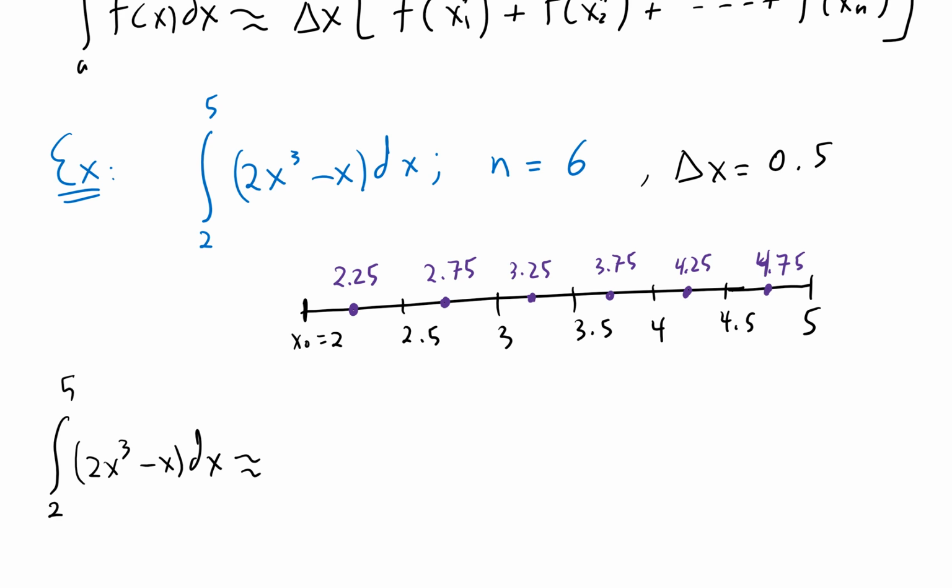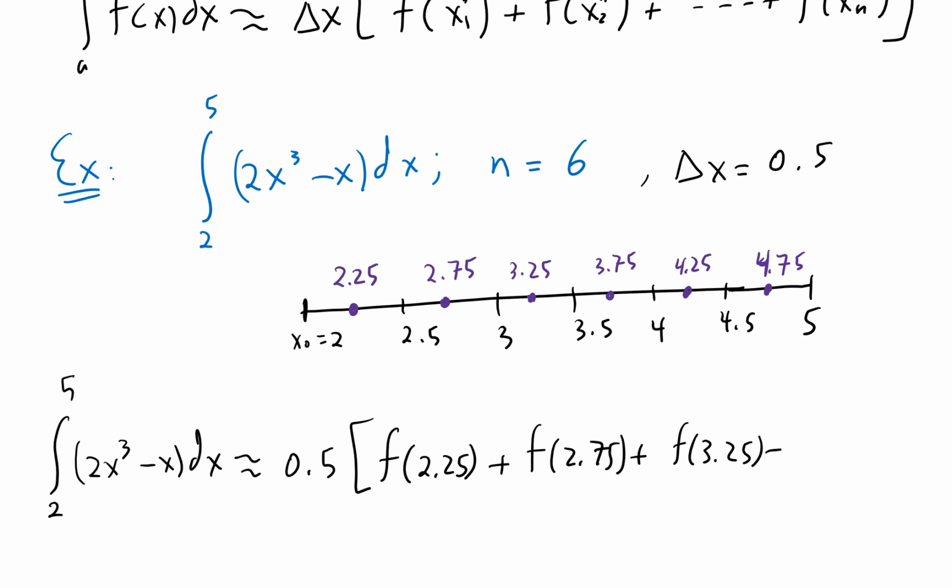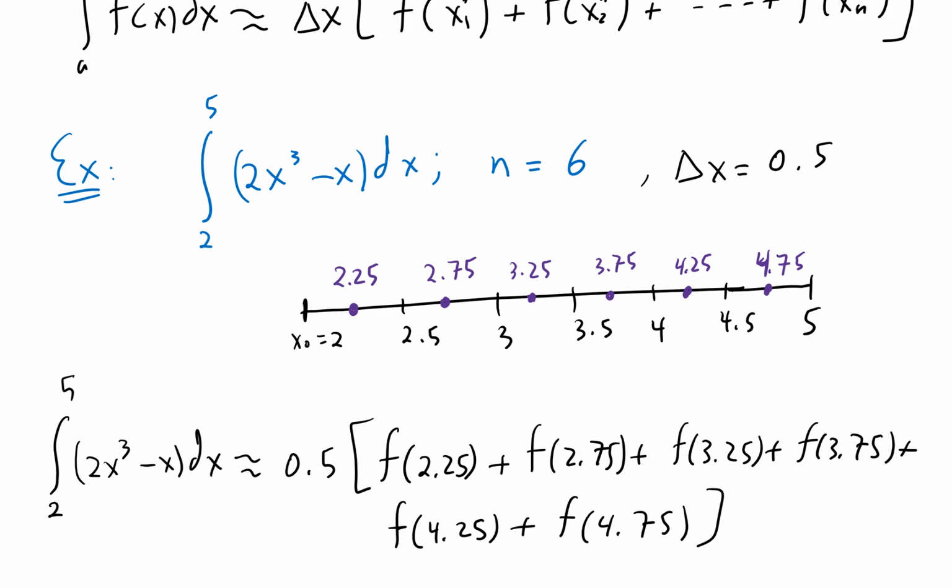is approximated with delta x, which is 0.5, times the function evaluated at 2.25 plus f of 2.75 plus f of 3.25 plus f of 3.75 plus f of 4.25 plus f of 4.75. So we don't skip any values. And there should be 6 of them, because n equals 6, so there should be 6 values.